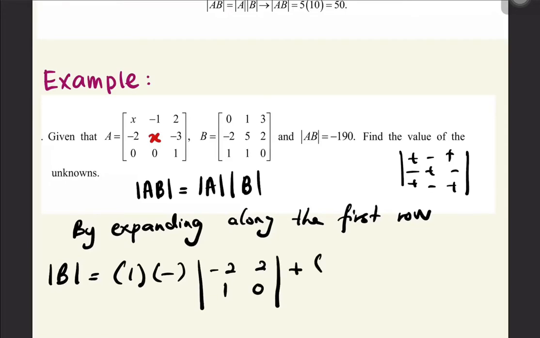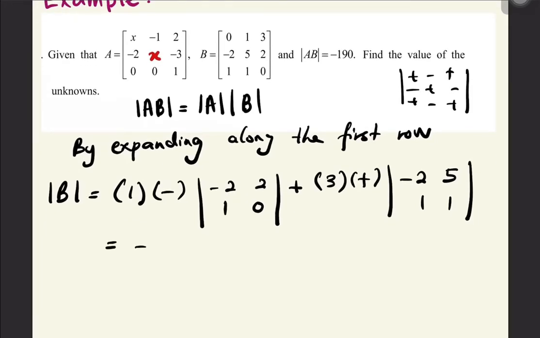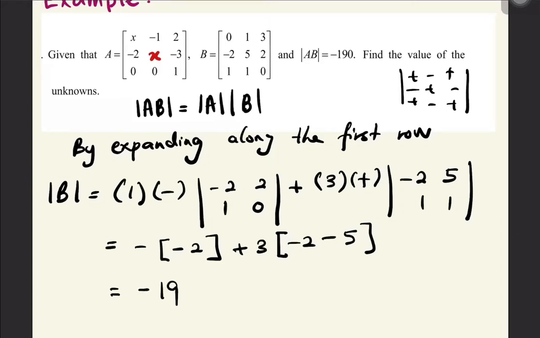Plus, so the last value is 3. The symbol is plus. So cancel the first row and the third column. So we will have negative 2, 5, 1, 1. So this one is equal to negative 1 times 2, plus 3 times negative 2 minus 5. So this one is equal to negative 19.